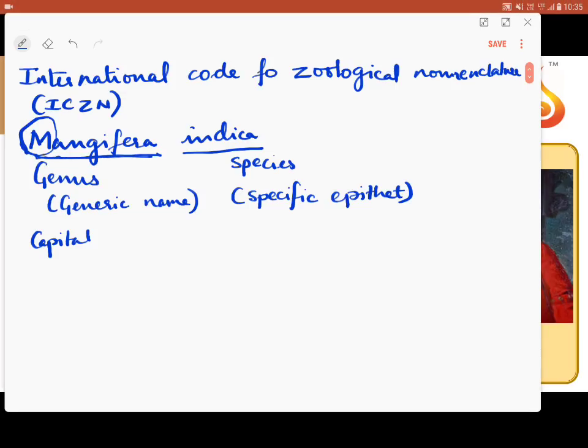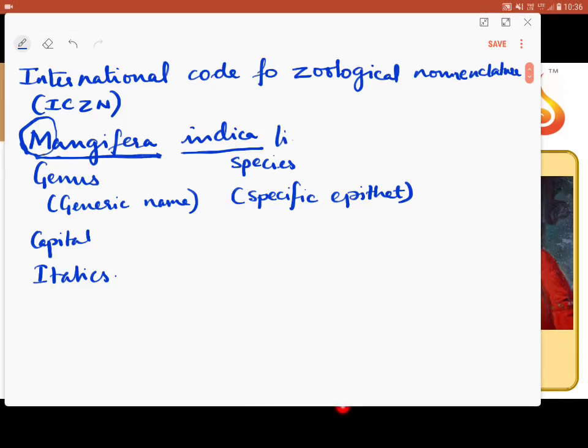Always when you are writing, the two names should be underlined separately. But when we are typing, we do not underline the two names, but we form them in italics. If we want to give significance to the founder or the discoverer, we generally write the person's name in short, like Linnaeus, we write it as Lin. and put a small dot beside it. These are certain rules of nomenclature.